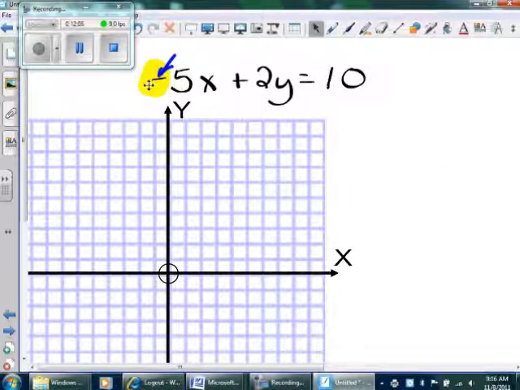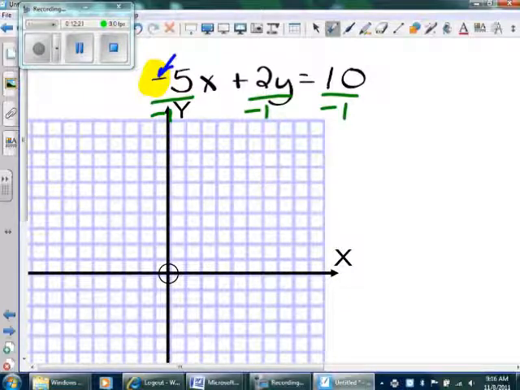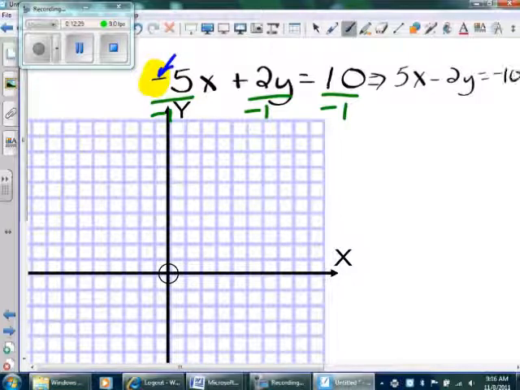So to rectify this situation, I will either, see if you can answer, multiply or divide by negative 1. I think in the last example I multiplied by negative 1, so on this one I'll divide by negative 1, divide by negative 1, and divide by negative 1. My new equation becomes this: 5x minus 2y equals negative 10.